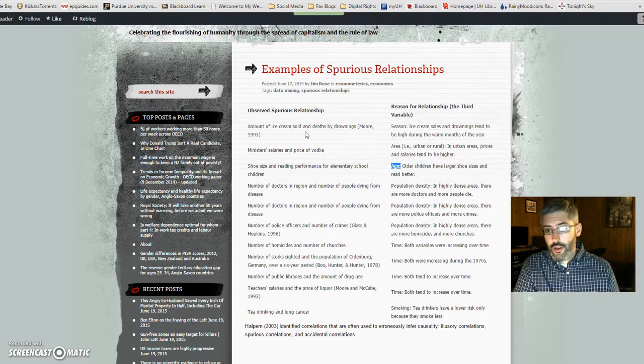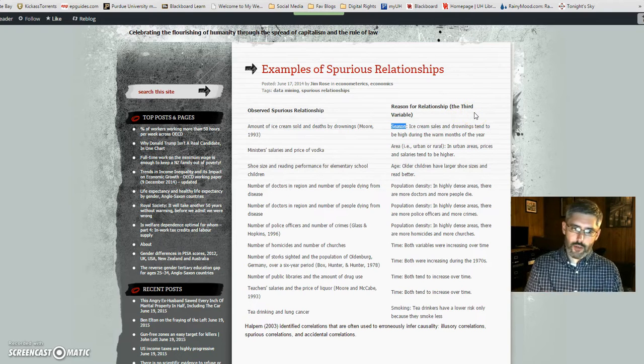They both skyrocket during the summertime. And actually, it turns out it's a spurious relationship because the real causal factor is the season. Because in the summertime, you have more people eating ice cream and you also have more people swimming, which means more drowning deaths. So ice cream and drowning are not, there's no causal relationship between those two things. But there's actually this third factor, which is causing both of them independently.